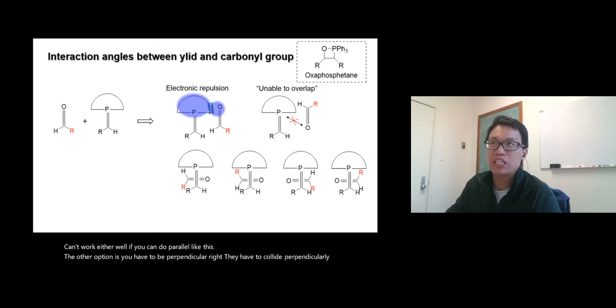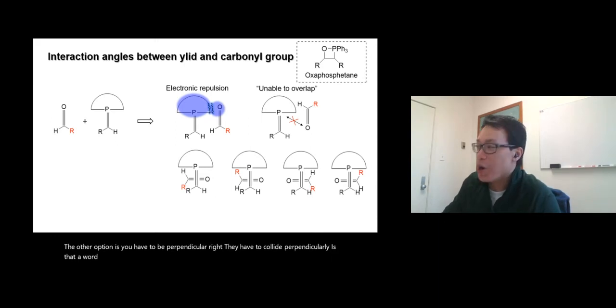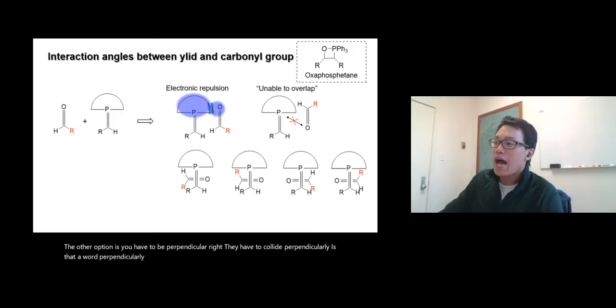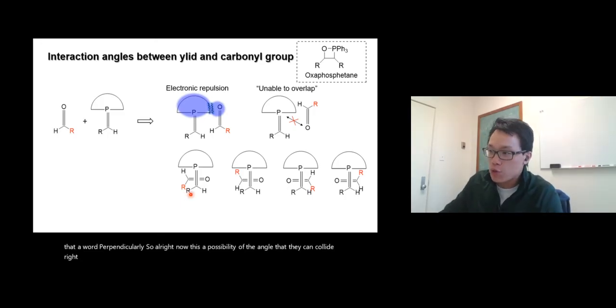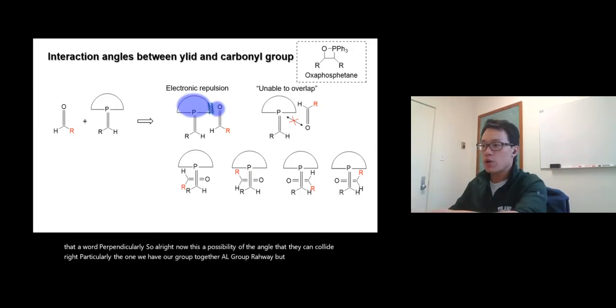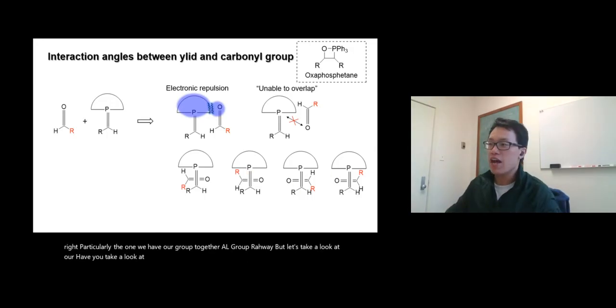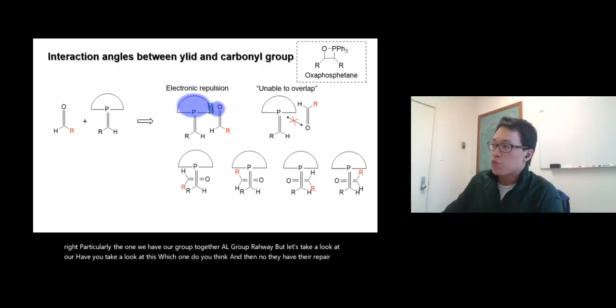Is that a word? Perpendicularly. All right. Now, this possibility of the angle that they can collide, perpendicularly. The one where we have the alkyl group together, and the alkyl group far away. Let's take a look at this. I'll have you take a look at these. Which one do you think works? And which ones repel or are not going to work?